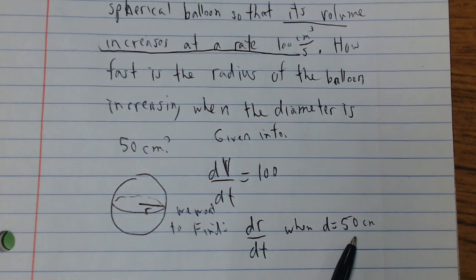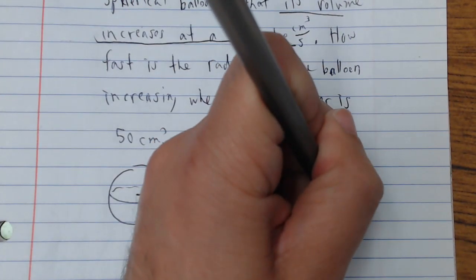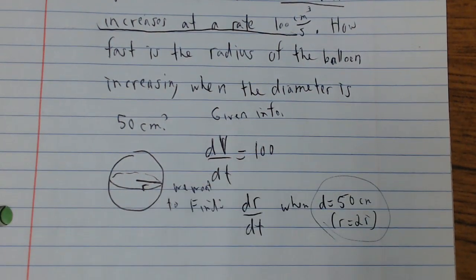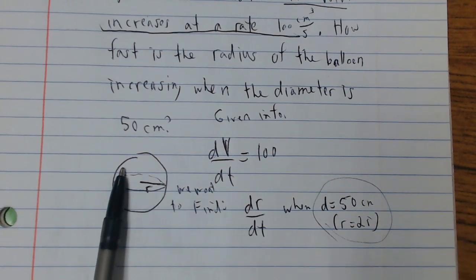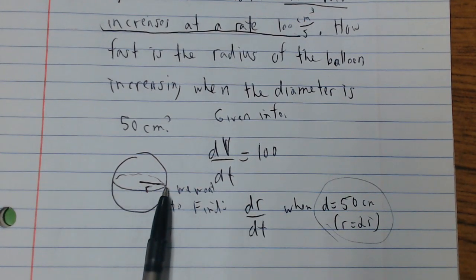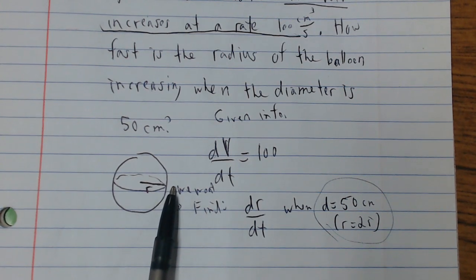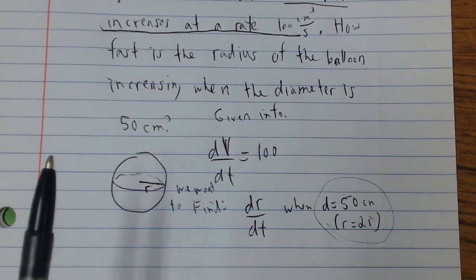The diameter is 50 centimeters, which means the radius is 25 centimeters. But see, this is the specific. It's saying you're pumping air into this balloon. The second the radius of this balloon is 25 centimeters, how fast is the length of the radius increasing? Okay, so this is the specific. So remember, specifics we don't plug in until the end.